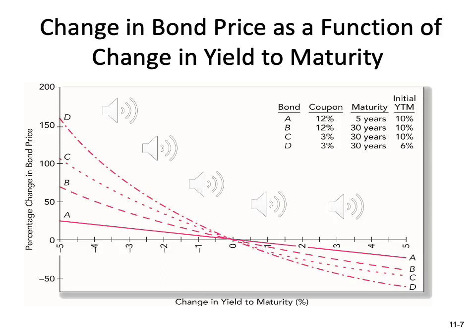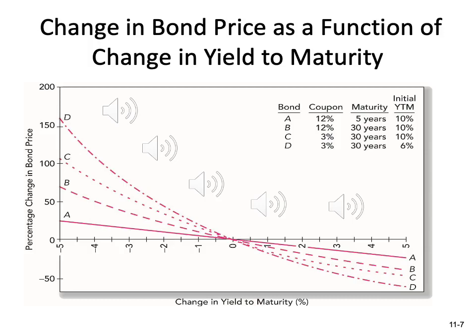Coupon rate 12%, maturity 5 years. When you look at bond B, bond B has the same coupon rate, 12%, but 30 years maturity. Initial yield to maturity is still 10%. Comparing bond A and B, which one will have more sensitivity to the change of the yield? Means for 1% change in the yield to maturity, which bond will have the biggest change in the bond price?